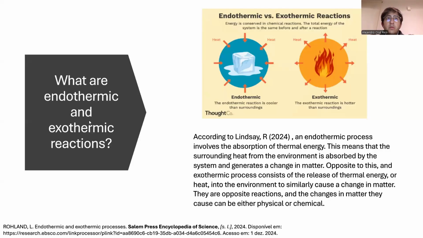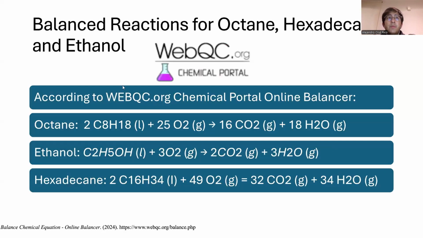What are endothermic and exothermic reactions? According to Lindsay et al. 2024, an endothermic process involves an absorption of thermal energy, and this means that the surrounding heat from the environment is absorbed by the system and generates a change in matter. Opposite to this, an exothermic process consists of the release of thermal energy and heat into the environment to similarly cause a change in matter.